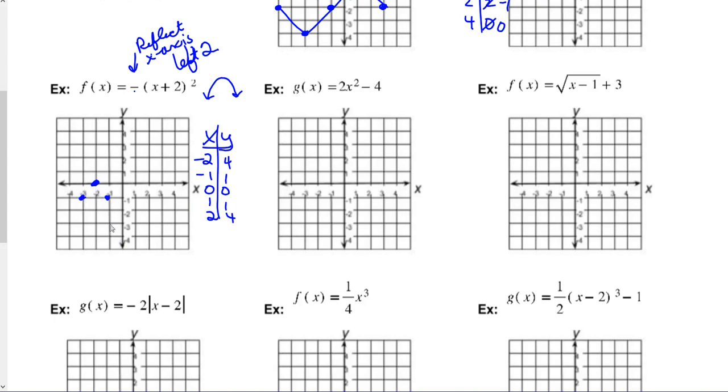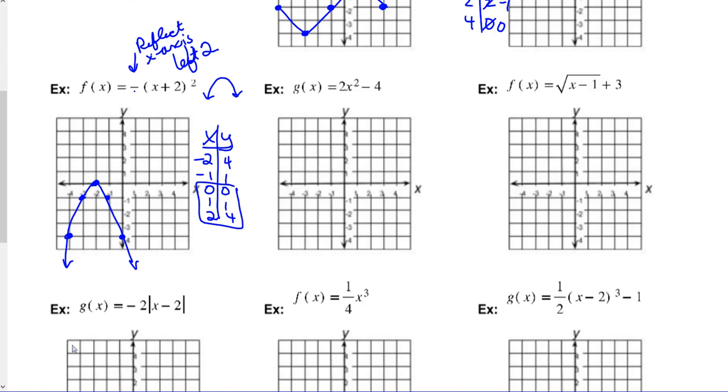So again, it's a nice pattern. You go over 2 and down 4 this time. So a lot of times I just work with these 3 points, and then I'm going to be able to mirror it because I know that it is symmetric. And here gives me my upside down parabola for that one. Okay?